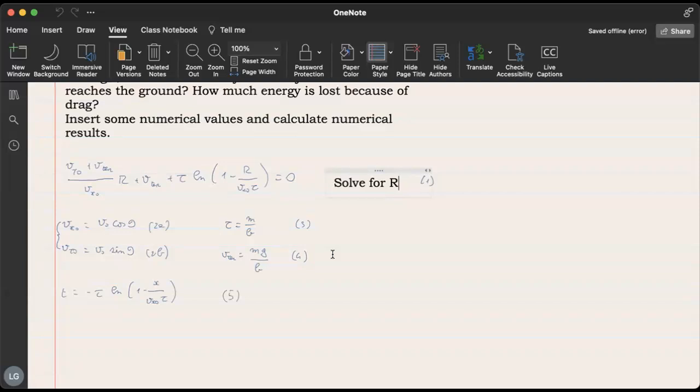And Vx is given by Vx0 e to the minus t over tau, and Vy is given by, written in different ways, minus v terminal plus Vy0 plus v terminal, times e to the minus t over tau. Okay, and we'll just have to be careful about the sign.